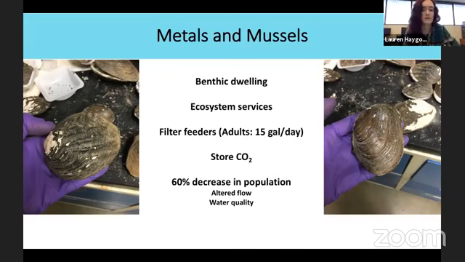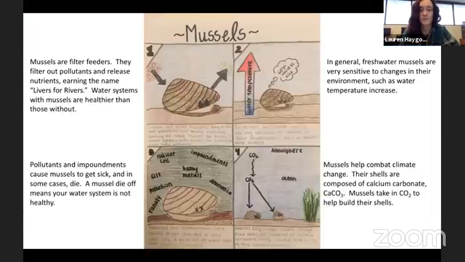And they store CO2, so their shells are composed of calcium carbonate, which is kind of similar to limestone. And so their shells can store carbon dioxide. And for the Kamichi River, there's been a 60% decrease in mussel population due to altered flow rate and due to a decrease in water quality. And so mussels are very vital to the ecosystem. And since they can take in the metals and sort of improve your water quality, if we start seeing a decrease in mussels, then that means something's wrong with our water system and it's not as healthy as it should be. So this is a little graphic about mussels.